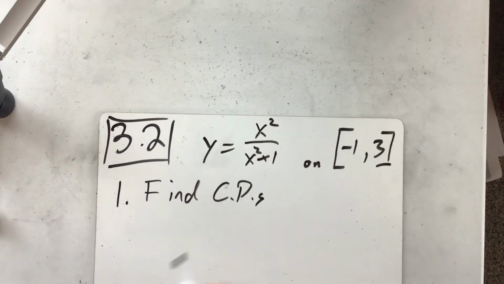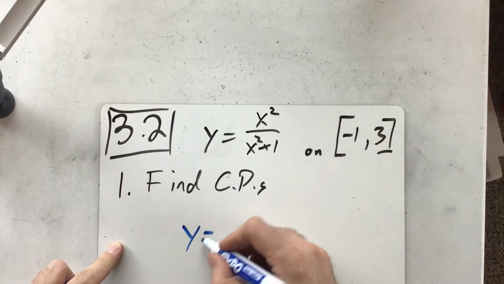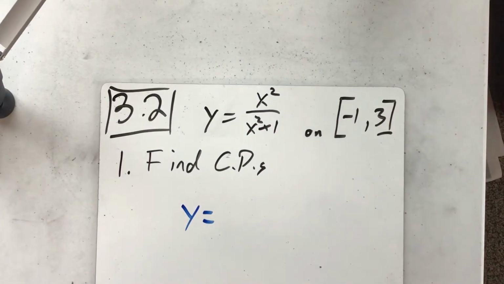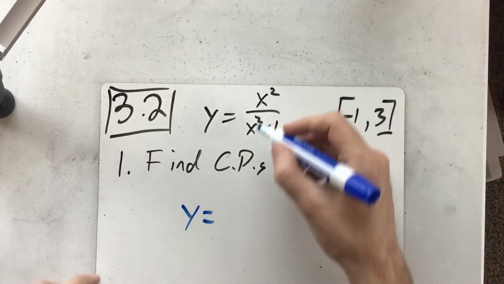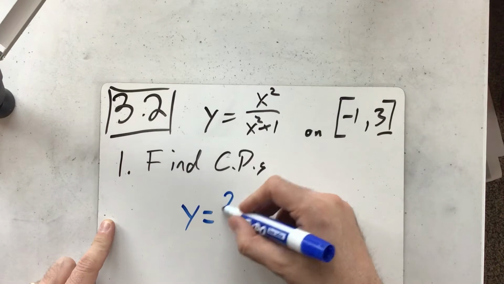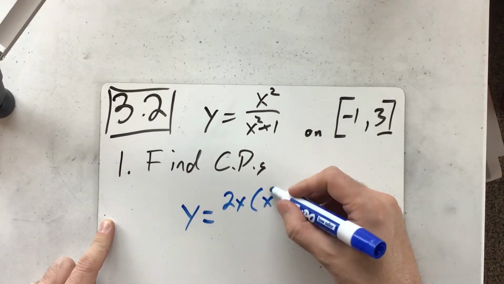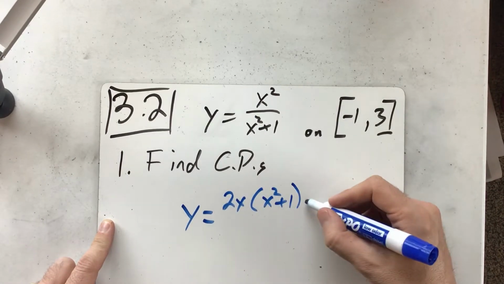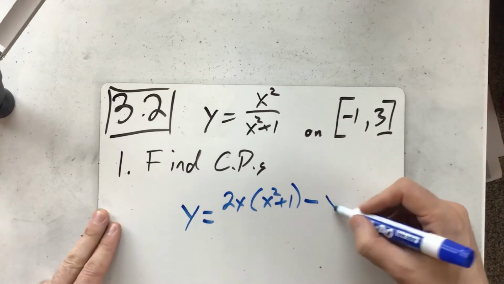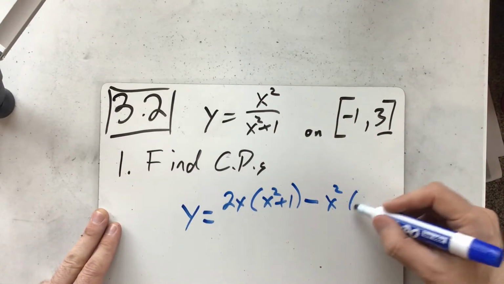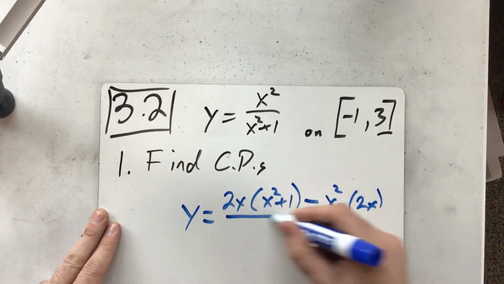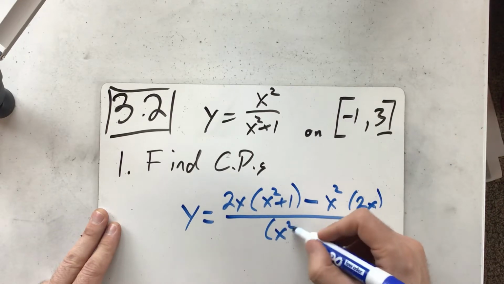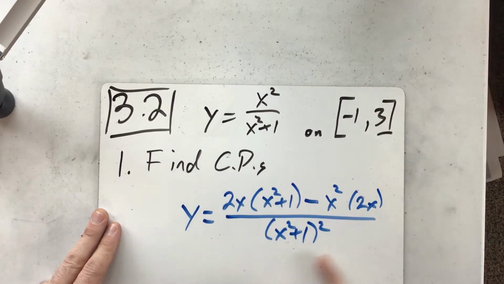And so that means we have to take the derivative of this thing. So our derivative is going to be the quotient rule. Again, you all have gotten really good at your derivatives, so I'm not going to write out all the details of this quotient rule. Instead, I'm going to write the derivative of the top, which is 2x, times x squared plus 1, minus the top times the derivative of the bottom, which is 2x, all divided by the bottom squared, x squared plus 1 squared.